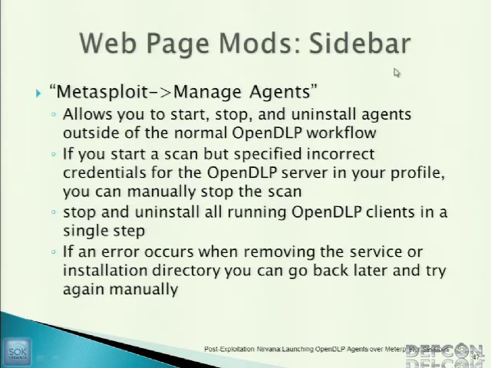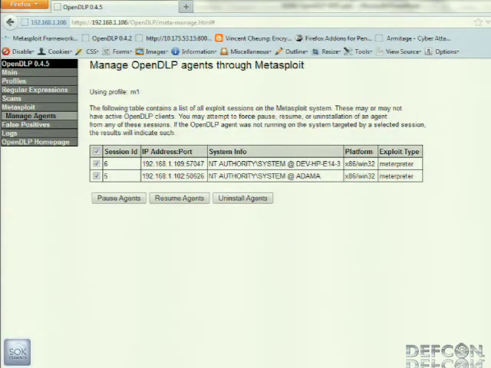And I made a little sidebar as well, which will allow you to manually manage the agents installed on remote systems. You can start, stop, and uninstall agents outside of the normal OpenDLP workflow. This is useful if you start a scan, again, but you had incorrect credentials, or it didn't work, but left installation files still on the box. And now you can go through and clean those up remotely without having to use Metasploit to do it. And that looks like this. It just shows you the session IDs open, and you can pause, resume, or uninstall.